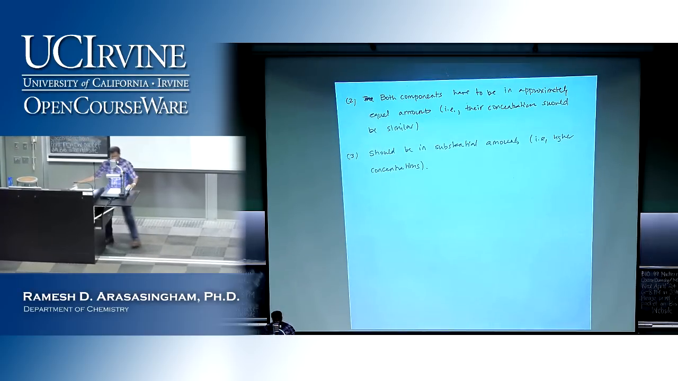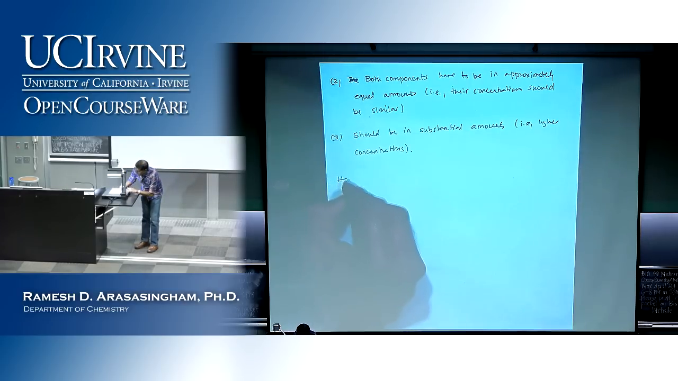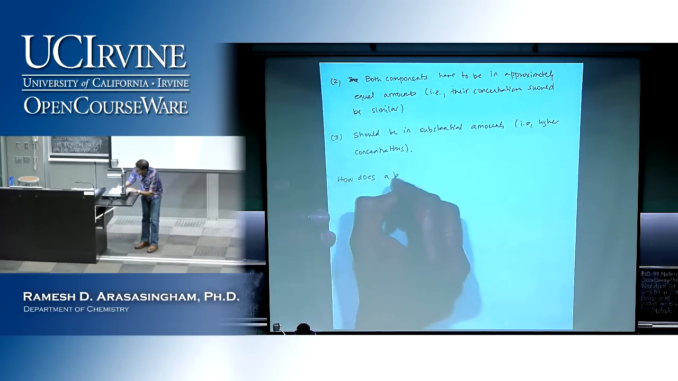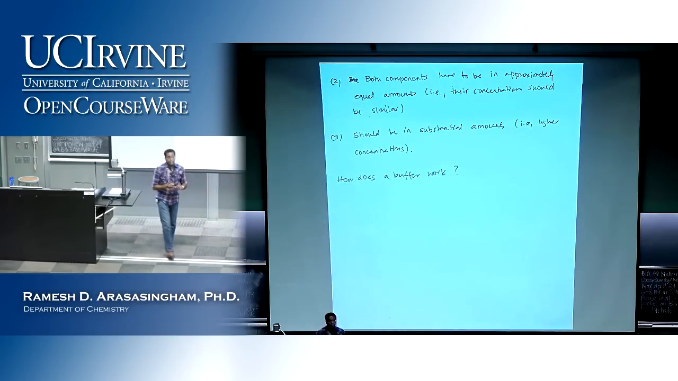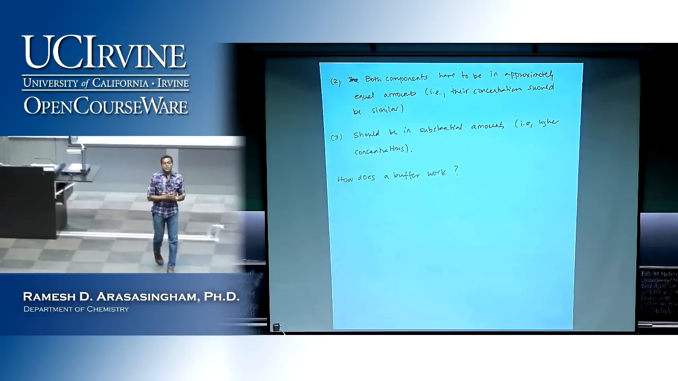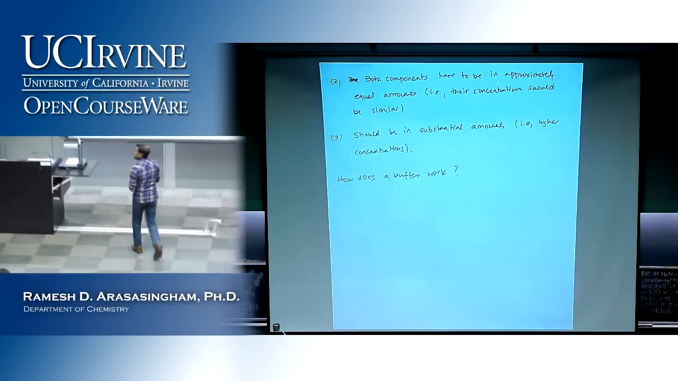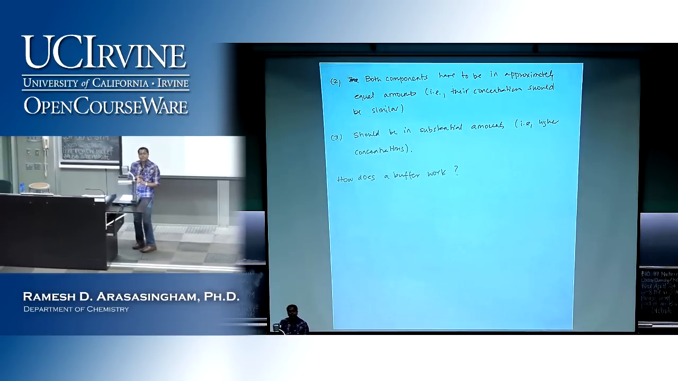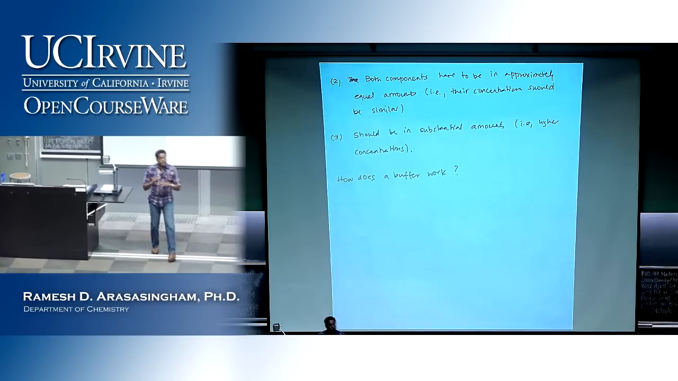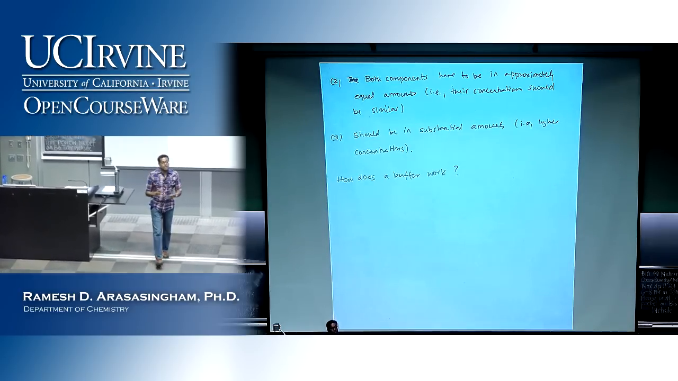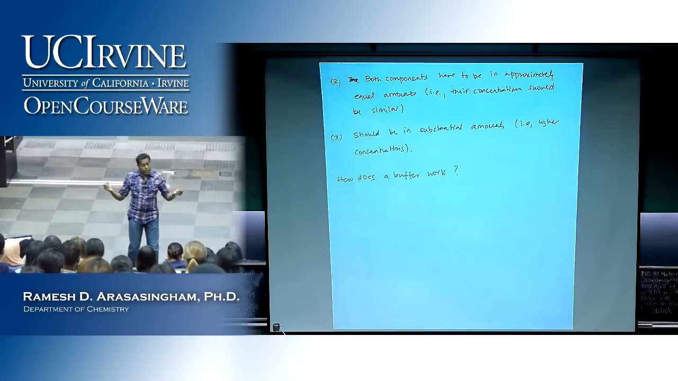So let's start looking at how does a buffer work. Now remember, if it's a good buffer, if you add acid, the pH should not change all that much. All right? And so if we want to look at a buffer, we said a buffer is anything that has a weak acid and its conjugate base. So let's write the equilibrium. Remember, we're looking at acid-base equilibria, and the underlying theme for all of this is the equilibrium that we establish.